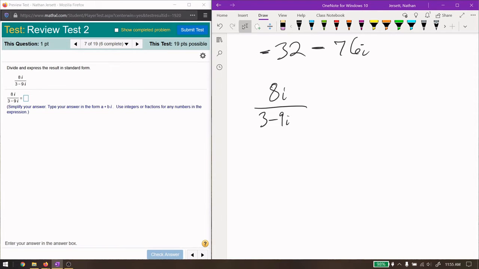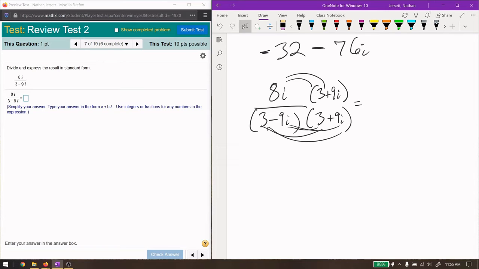Kind of like, you never divide by fractions, you multiply by the reciprocal. We never divide by complex numbers, we multiply by the conjugate and simplify from there. So 8i is going to distribute, and I'm going to FOIL the denominator. We get 24i plus 72i squared. i squared is negative 1, so we get minus 72 on top. On bottom we have 9.